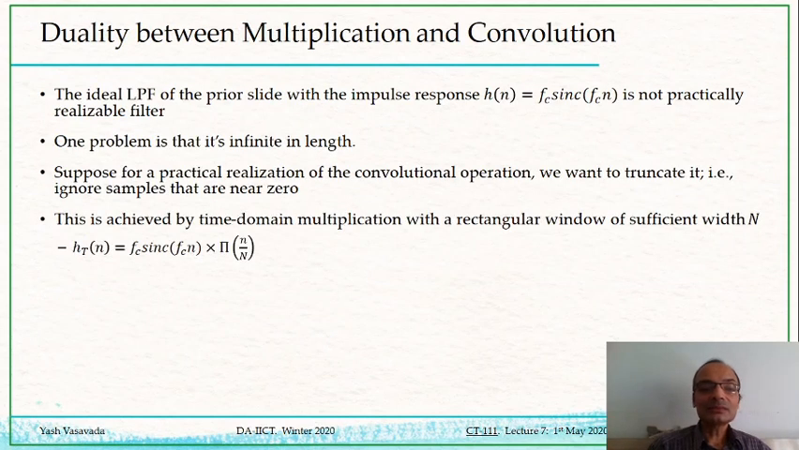Well, again we go back to the duality between multiplication and convolution. Here we are multiplying in time domain. So in frequency domain, we are convolving the Fourier transform of this with the Fourier transform of the rectangular gate.